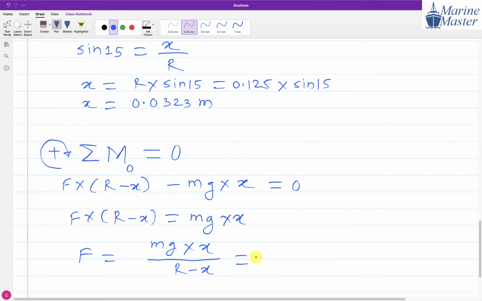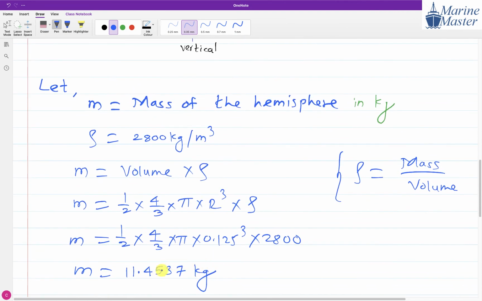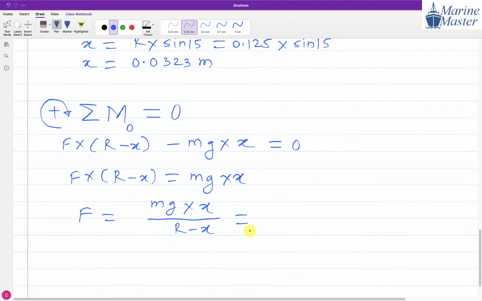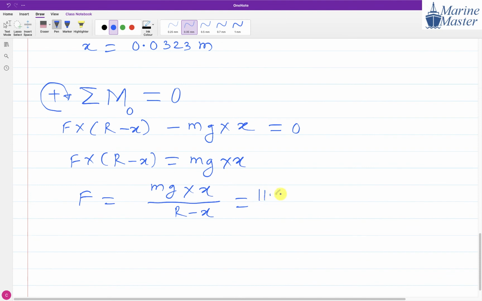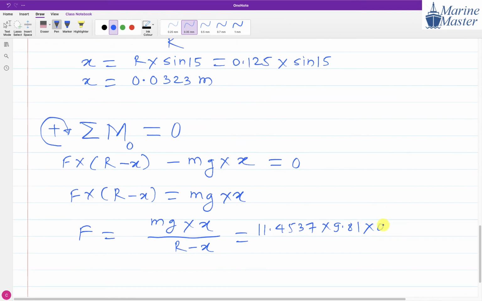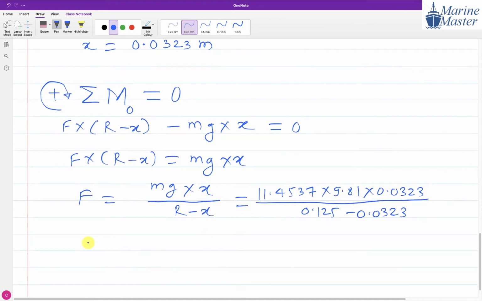We already calculated mass as 11.4537. g is 9.81. x we also calculated as 0.0323, and r is 0.125. Please put all the values in your calculator, and we will get the value of force F, which is needed on the edge of the hemisphere to maintain the axis vertical.